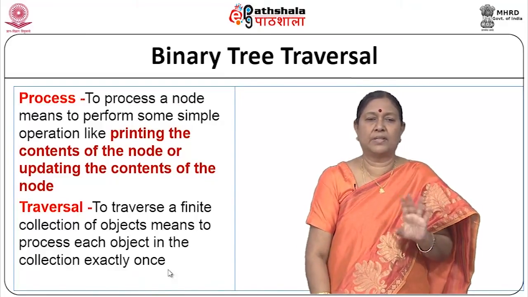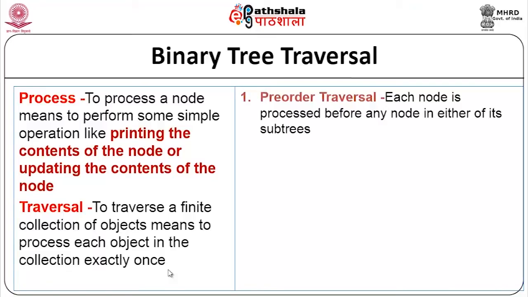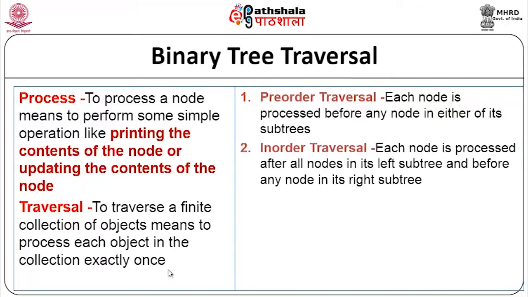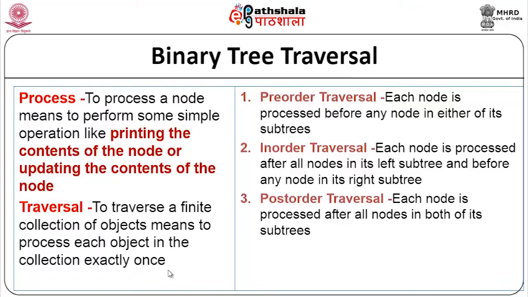That is the traversal. In preorder traversal, each node is processed before any node in either of its subtrees. For binary tree inorder, each node is processed after all the nodes in the left subtree are processed and before the right subtree is processed. Please note the definition is different because we are talking about left and right subtrees. In postorder, each node is processed after all the nodes of its children subtrees are processed. So, this is preorder, inorder, postorder.